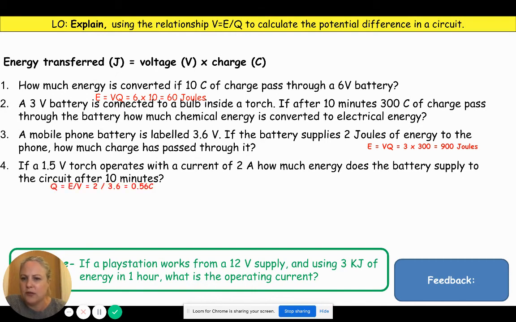That's the top one, isn't it? That's totally messed up, isn't it? So this one here, it goes with question 2. 2 divided by 3.6 is 0.56 coulombs. So that one goes with question 3. Sorry about this, a bit of a mess.